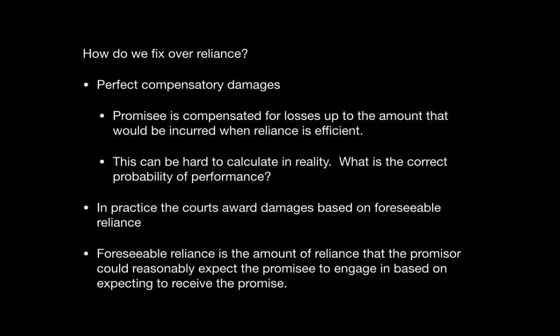How do we fix over-reliance? Theoretically, the answer is perfect compensatory damages. Here, the promisee is compensated for losses up to the amount that would be incurred when reliance is efficient. This can be hard to calculate in reality. For starters, what is the correct probability of performance? In practice, the courts award damages based on foreseeable reliance. Foreseeable reliance is the amount of reliance that the promisor could reasonably expect the promisee to engage in based on expecting to receive the promise.